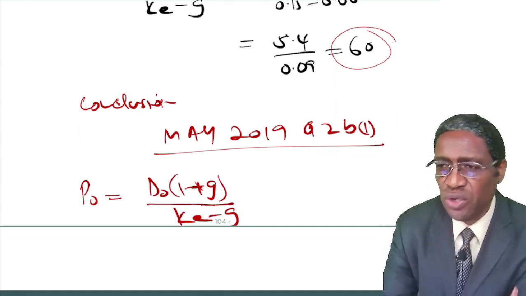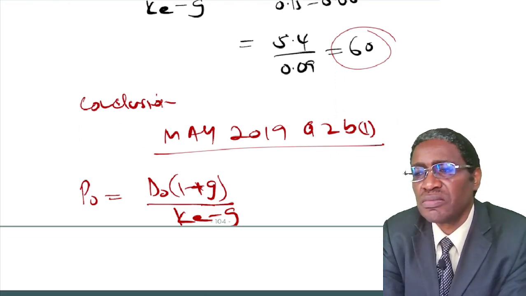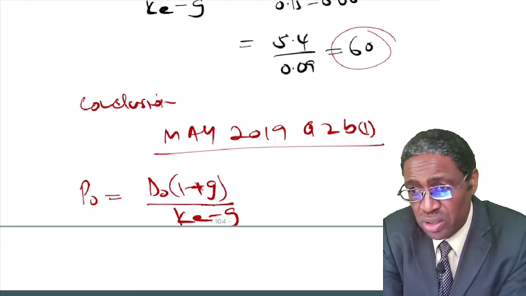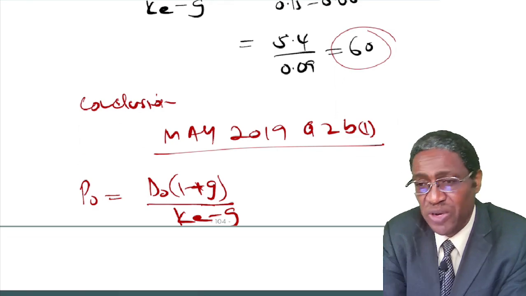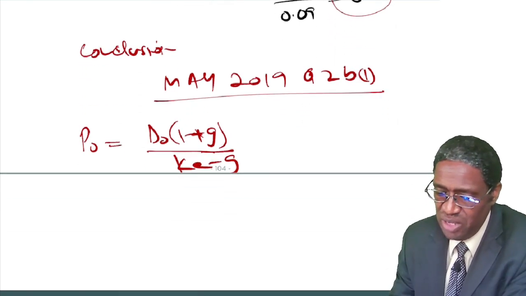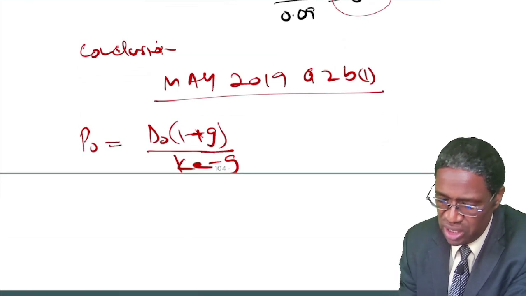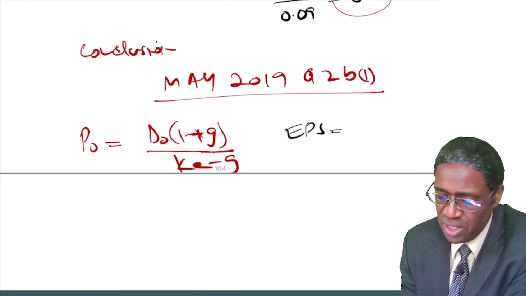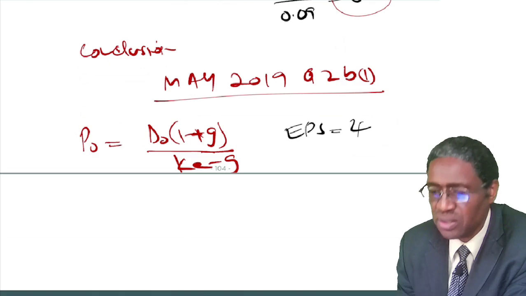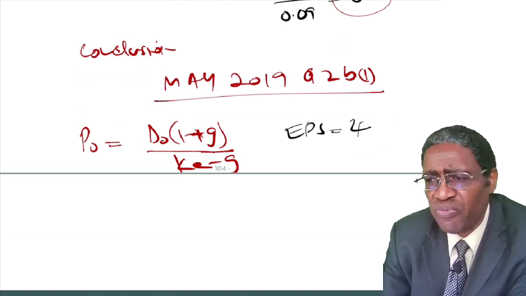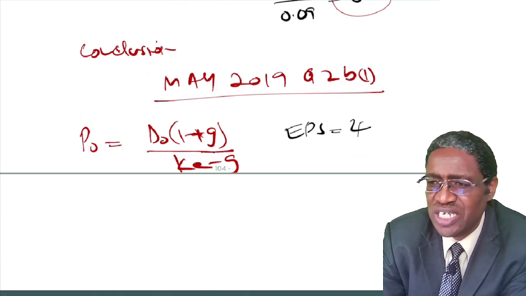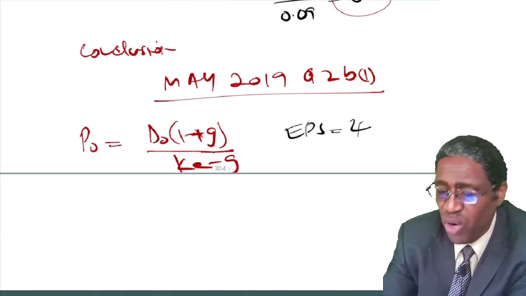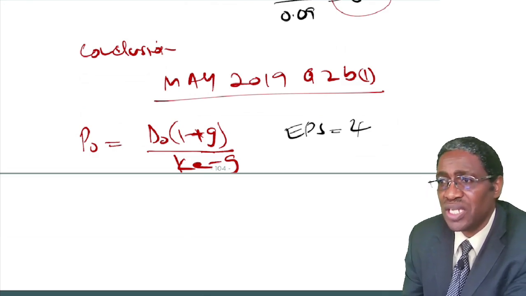Do I know the D0, the last dividend paid? We are not told. Listen carefully. We are not told. But is it possible to get it? Yes. Let me first explain. They have given me the earnings per share as 4 shillings. Out of these 4 shillings, they have decided to pay out a dividend payout ratio of what percentage? 40%.